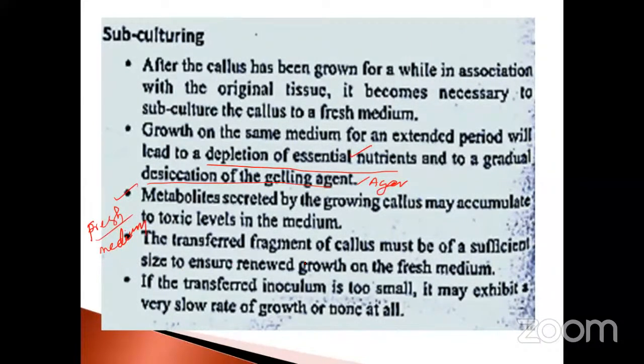Then the transferred fragments of the callus must be of sufficient size to ensure renewed growth on the fresh medium. That is also very, very important. Take an example: if you take a very small piece of cells, it will not grow. You have to take a proper size. If the transferred inoculum is too small, it may exhibit a very slow rate of growth or none at all.